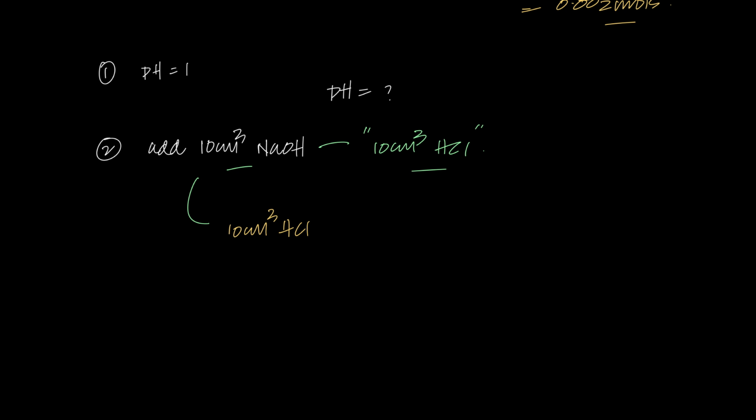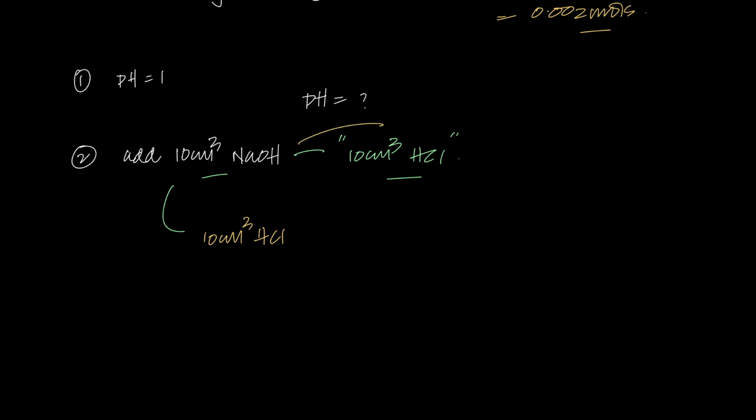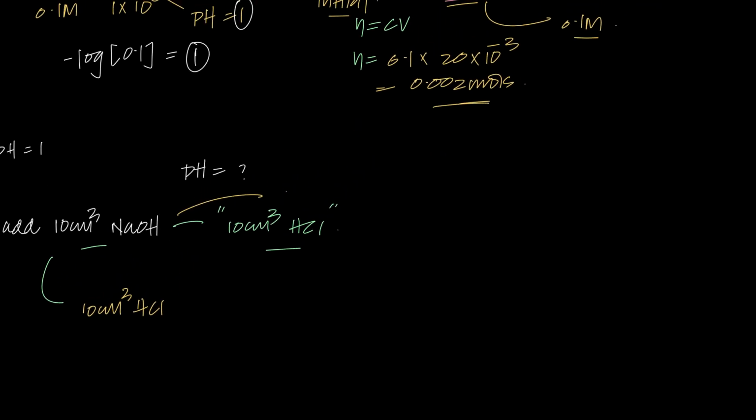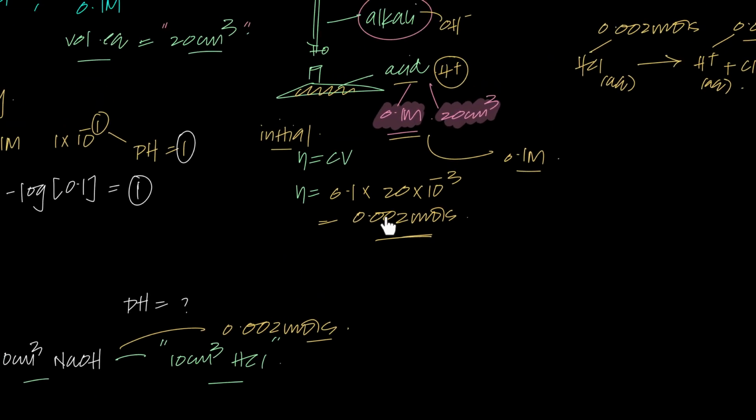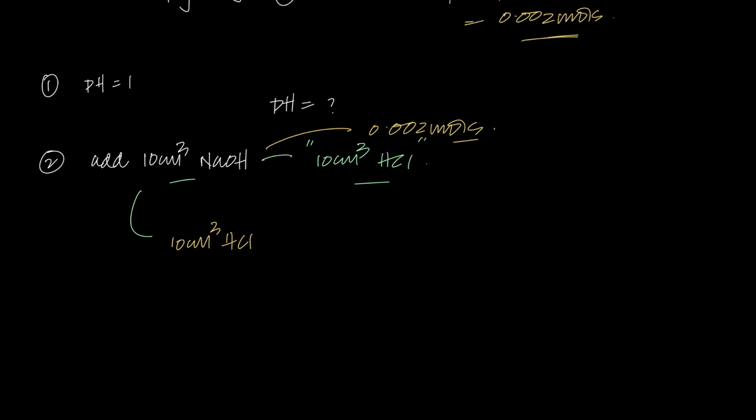Now, what were the initial moles of HCl? Initially, when we calculated the moles of HCl, they were 0.002 moles, right? The moles of HCl, or the moles of hydrogen ions, were 0.002 moles. Now, my question to you guys is, what would be the moles of HCl after you add 10 cm cube of NaOH? It's pretty simple.